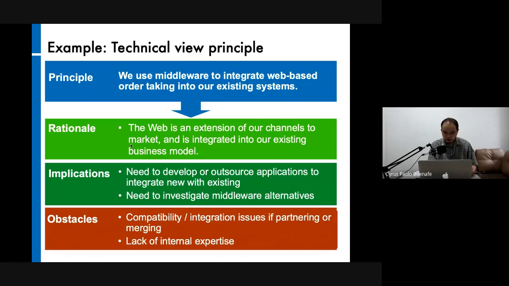And then obstacles, what are the expected risks? Well, compatibility or integration issues, if we're partnering or merging with an existing solution, perhaps. And here in this case, another mention of the lack of internal expertise. So maybe they don't have people who know how to use middleware.